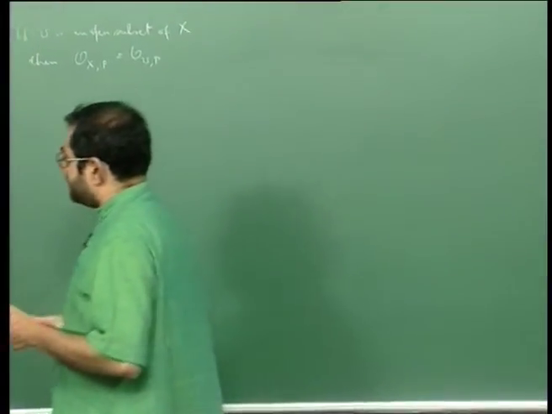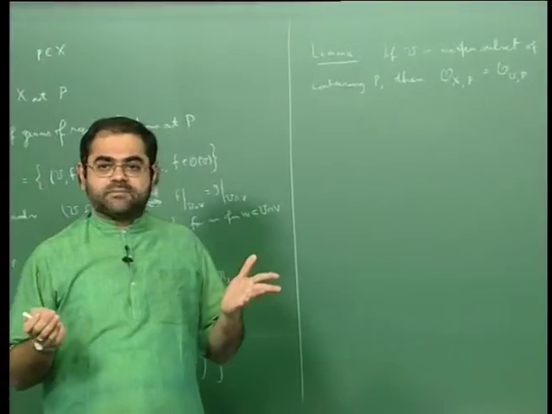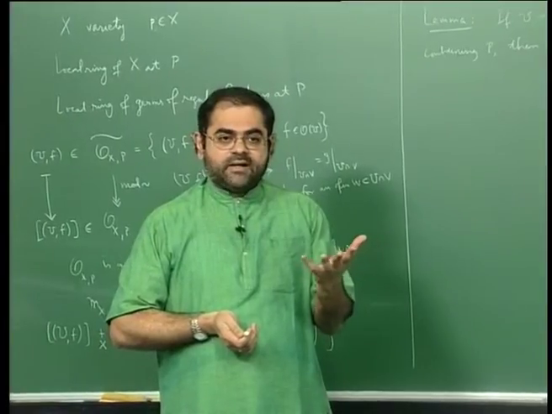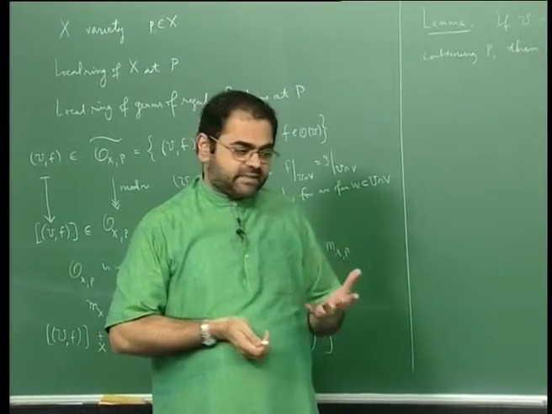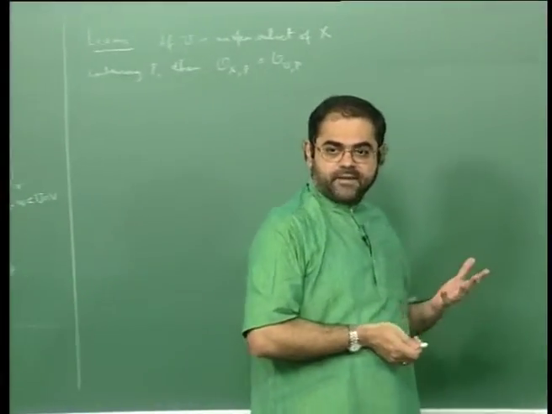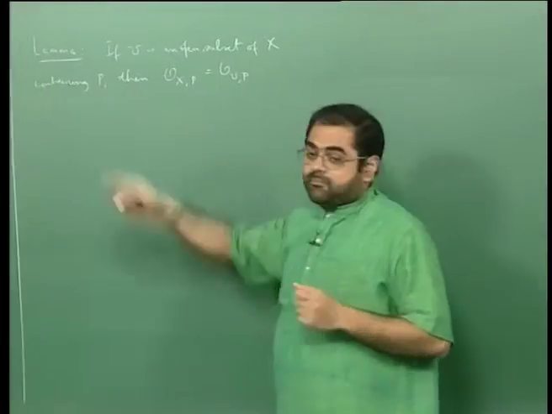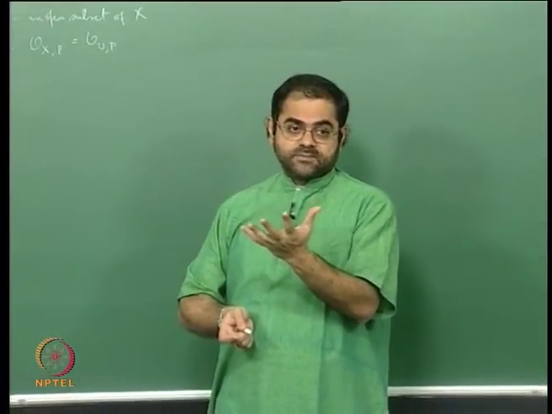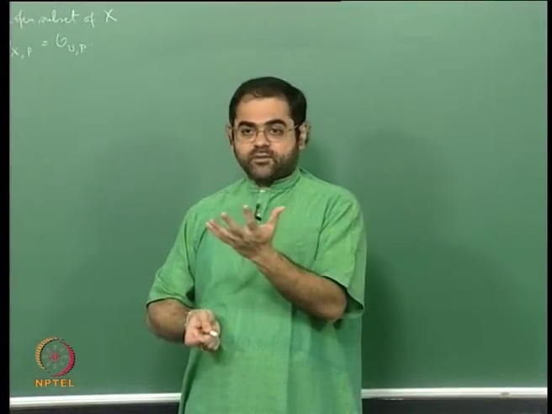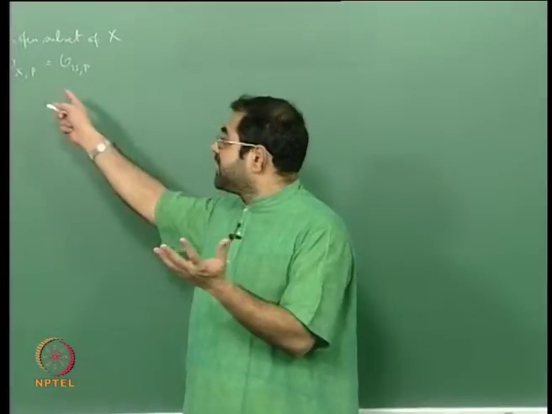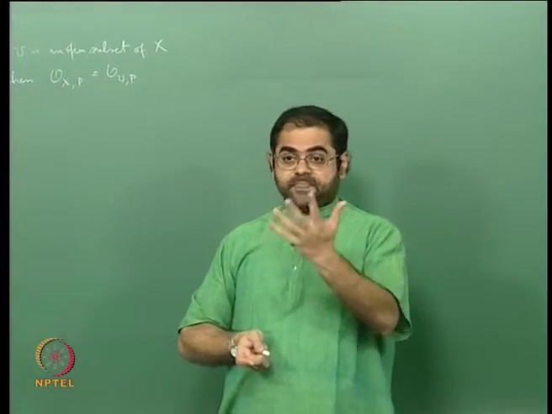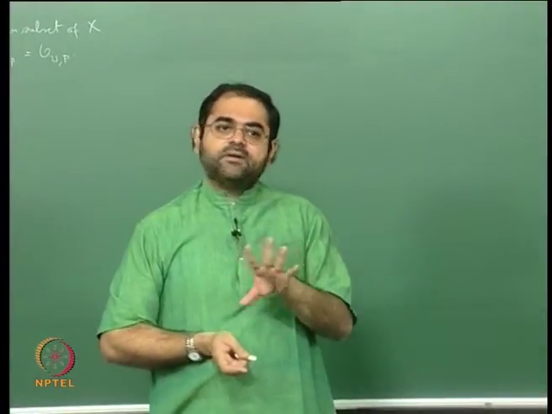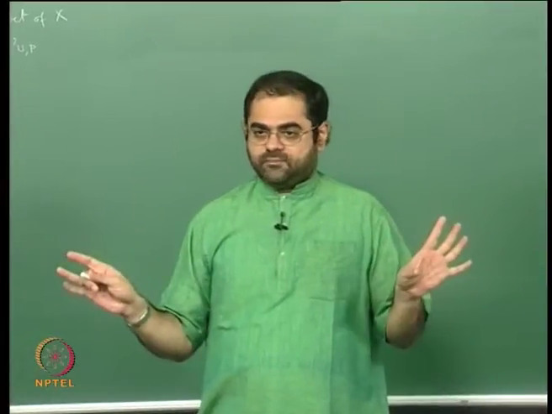Well, what is the importance of this lemma? Give me any variety. We proved last time that any variety can be covered by finitely many open subsets, each of which is isomorphic to an affine variety. Therefore if you give me any variety and a point on it, I can choose an open subset containing the point which is isomorphic to an affine variety, and by this lemma I just have to calculate the local ring of an affine variety at a point. That will give me the local rings of any variety at any point, okay.